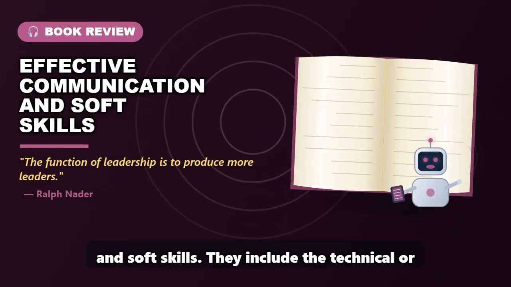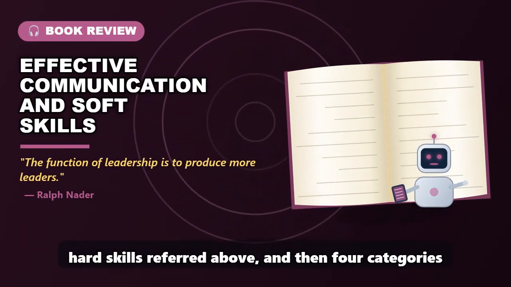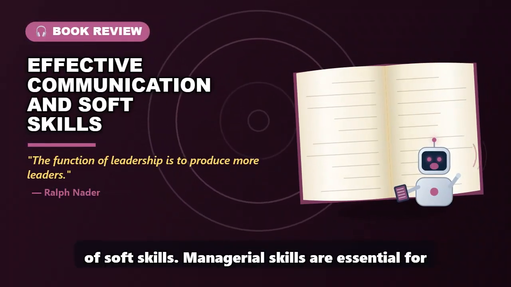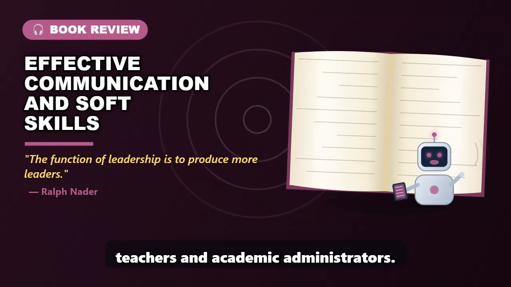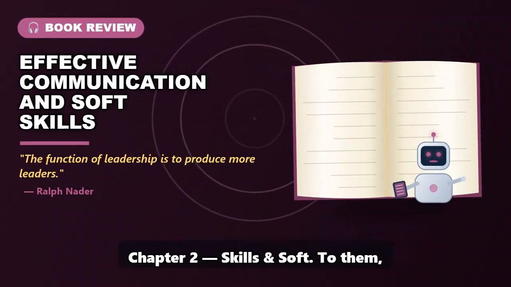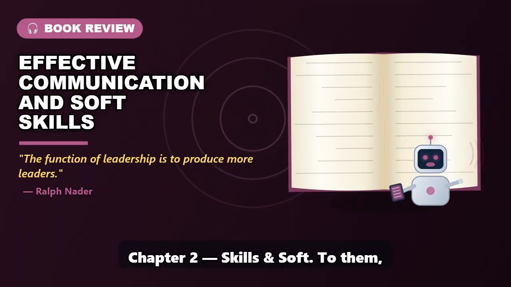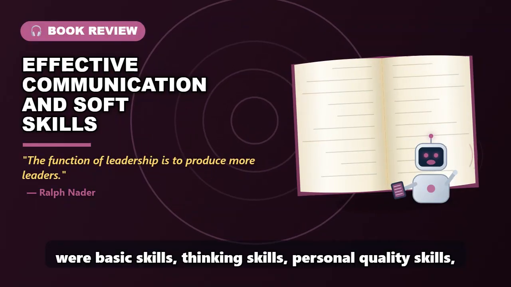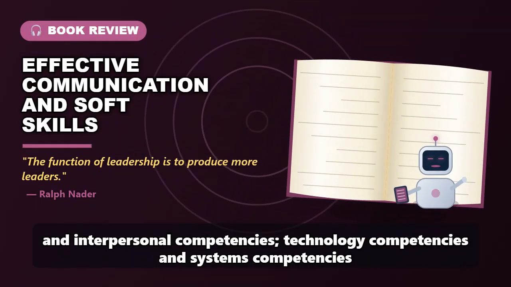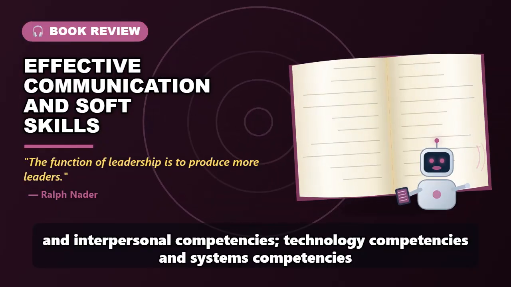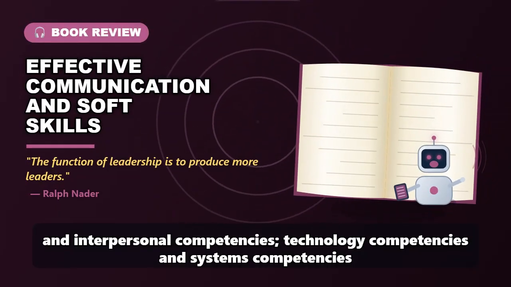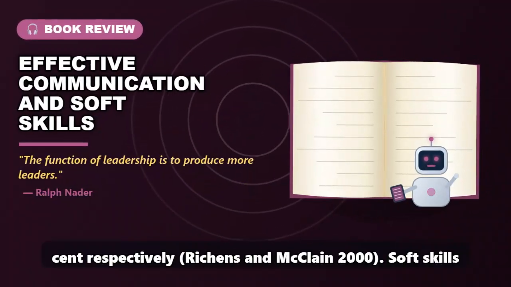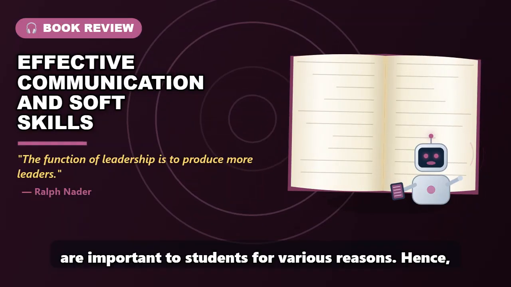They include the technical or hard skills referred above, and then 4 categories of soft skills. Managerial skills are essential for teachers and academic administrators. Chapter 2: Skills and Soft. To them, the most important skills, rating over %, were basic skills, thinking skills, personal quality skills, and interpersonal competencies. Technology competencies and systems competencies rated the lowest at % and % respectively, Richens and McLean 2000.